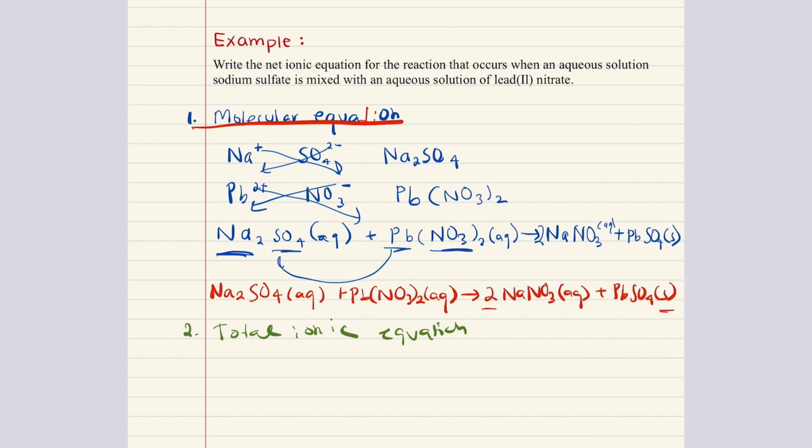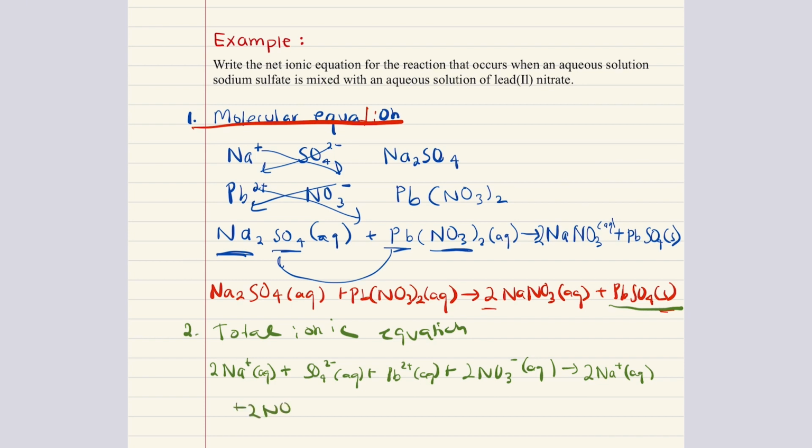The only one that is an insoluble salt is lead sulfate. So we're going to write everything else as separated ions. So we have 2 Na plus aqueous plus SO4 2 minus aqueous plus Pb 2 plus aqueous plus 2 NO3 minus aqueous. These are all in their separated ions for the reactants. Then for the products, again, we have 2 Na plus aqueous from the sodium nitrate plus 2 NO3 minus aqueous. And then, of course, lead sulfate is insoluble, so we write it as such.